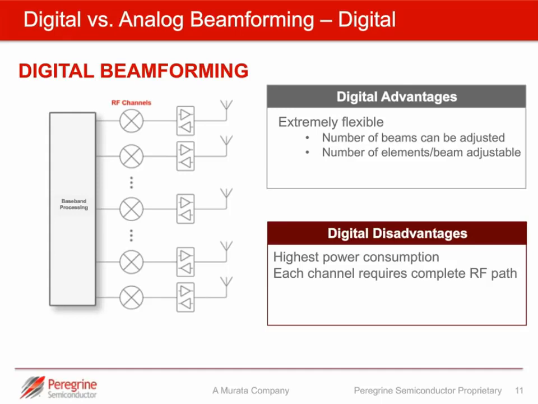The disadvantage is its higher power consumption because we need a lot of baseband processing. All of the beamforming is done in baseband, and each channel requires a complete RF path. So this is perhaps the highest performance solution, but the least efficient solution. And typically this is not practical for millimeter wave beamforming because the bandwidths of the information are too high.